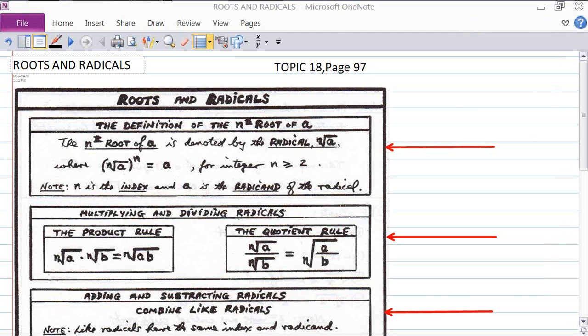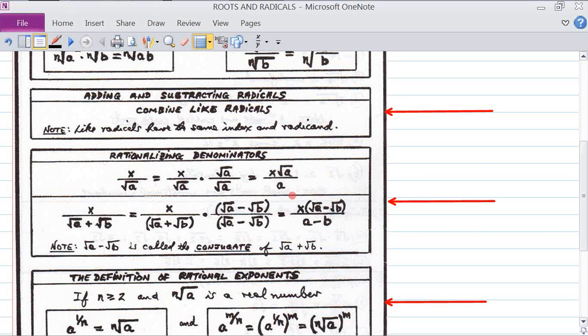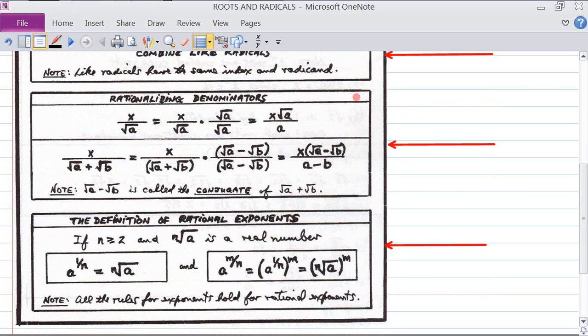We're on page 97, and on the previous video, topic 18, we did the definition of the nth root of a. We did multiplying, dividing radicals, and we also did adding and subtracting radicals right here. So in this video, we're going to look at rationalizing denominators, and there's two different ways that we can do this, depending on what kind of problem it is. And we're also going to look at the definition of rational exponents.